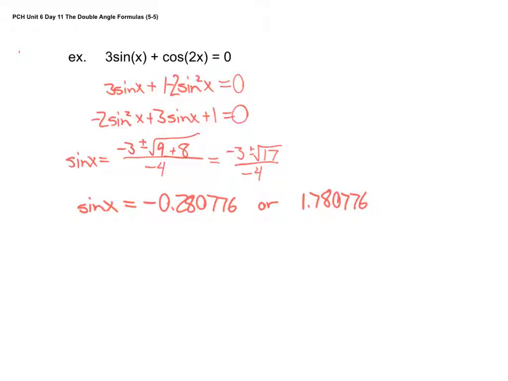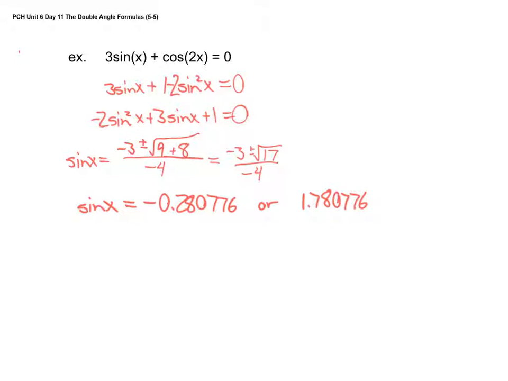Alright, so if you do your quadratic formula, you should get the sine of x equal to -0.280776 or 1.780776. Okay? Which one is the plus root 17 and which one's the negative? The plus root 17 gave us a negative answer, and the minus gave us a positive answer, because that denominator was negative. Two negatives cancel out? Yeah, that's why when we subtracted this root 17, we got a positive value at the end.